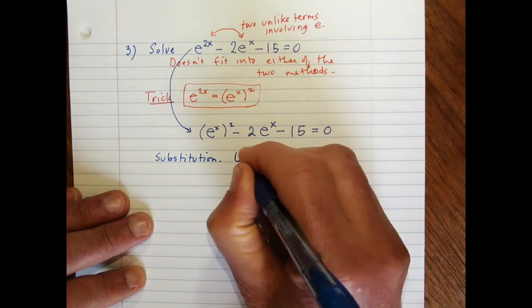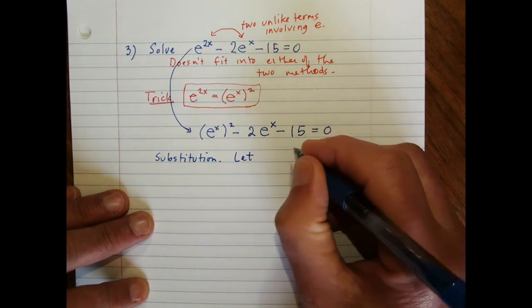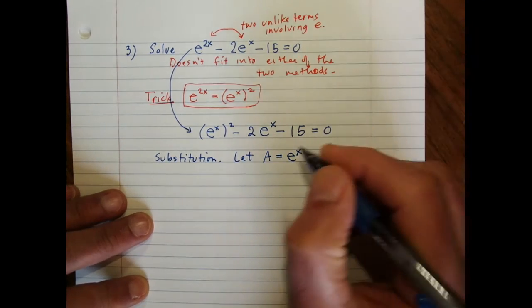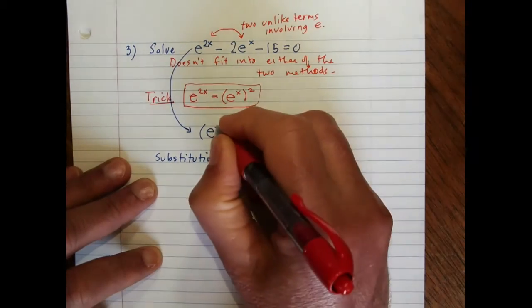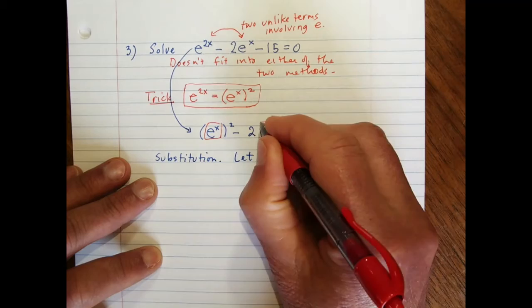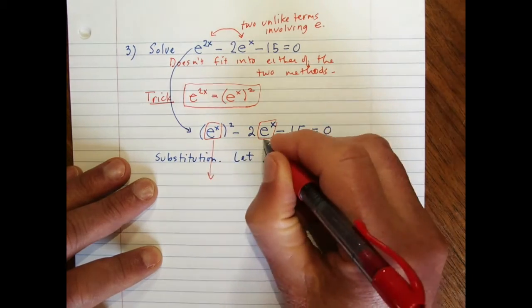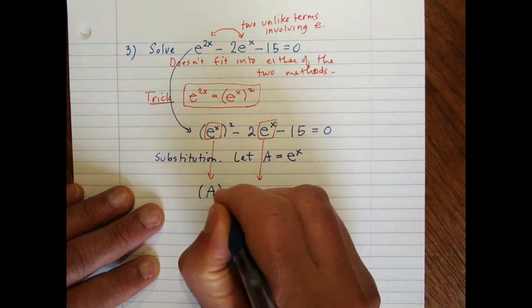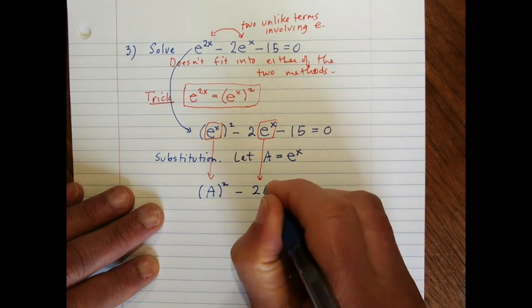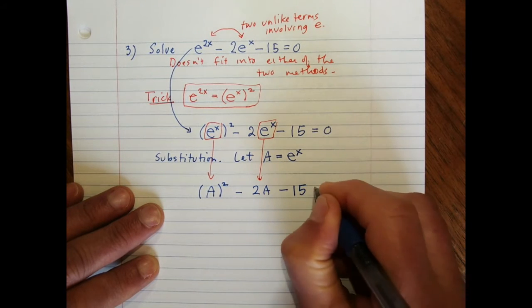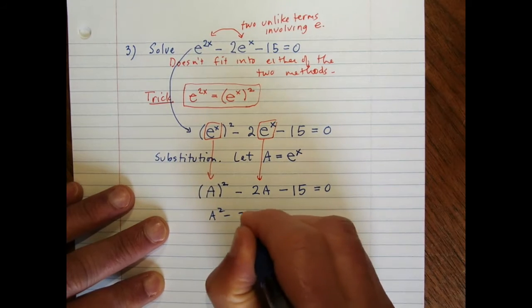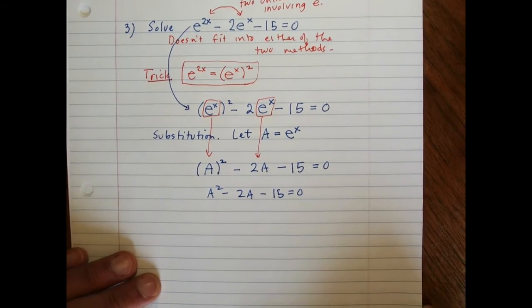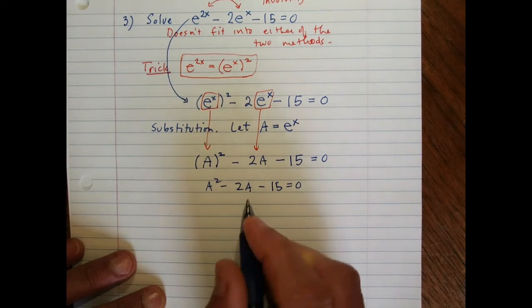It doesn't matter what letter I use here. I guess I'm just going to use a letter, capital A, equal to e to the x. So I'm going to replace e to the x here and e to the x here down below by making that substitution. So I'm going to have A squared minus 2A minus 15 equals 0. What's kind of interesting here is this turns into a quadratic type of equation.